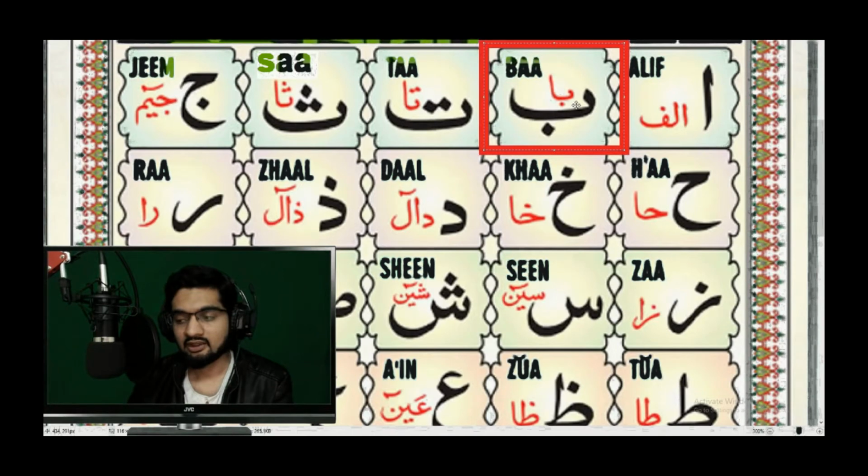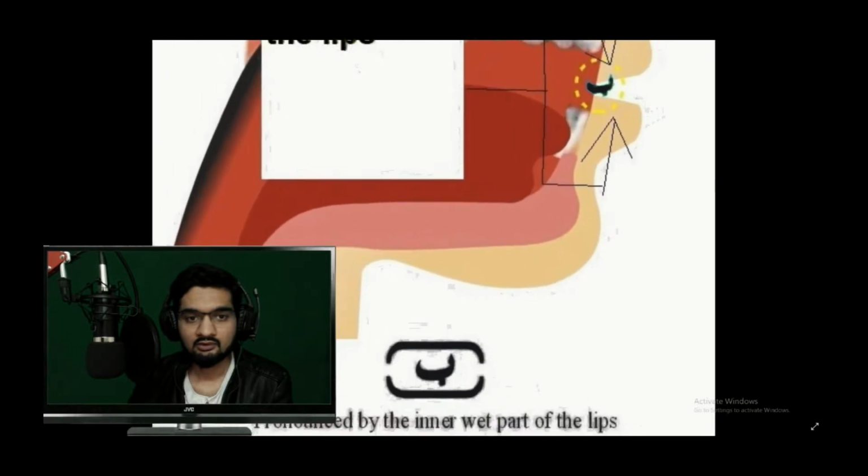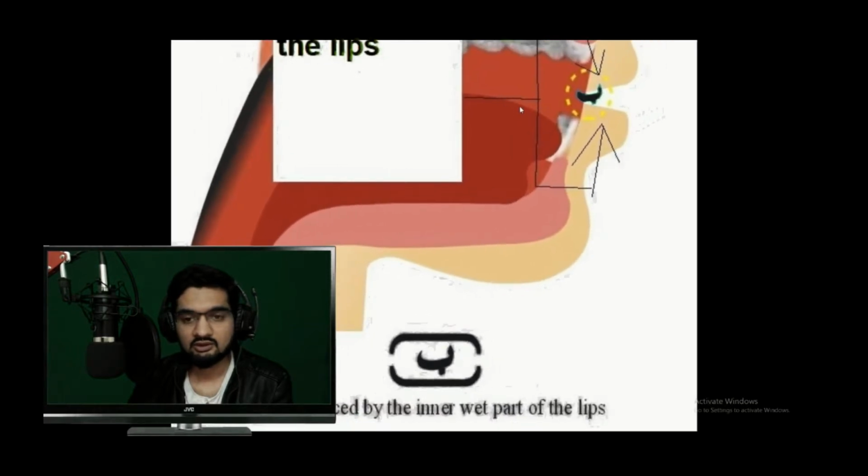The next Arabic alphabet is Ba. Here, as you can see, Ba is represented by the yellow circle here. It is pronounced from our outer dry part of the lips. Ba.